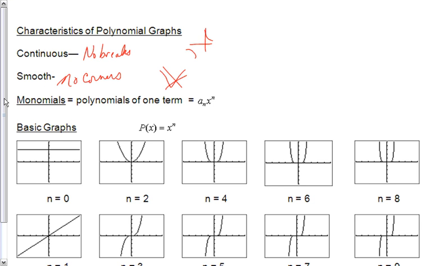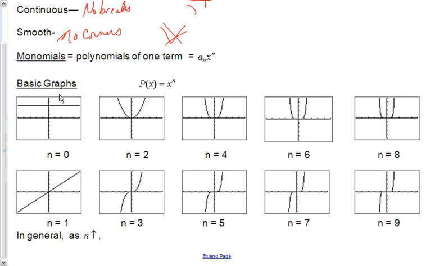Okay? So, to look at the graphs, I'm just taking a look at the polynomials, and we're just going to look at the degree. X squared, x to the fourth, x to the sixth, and x to the eighth.